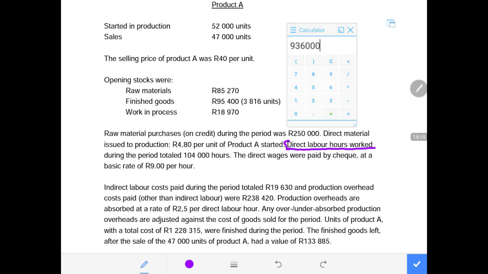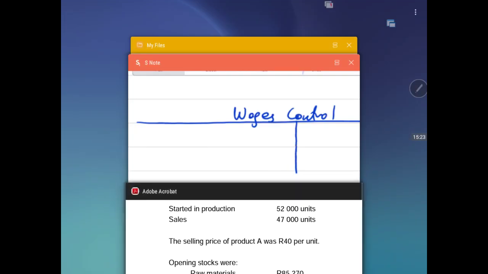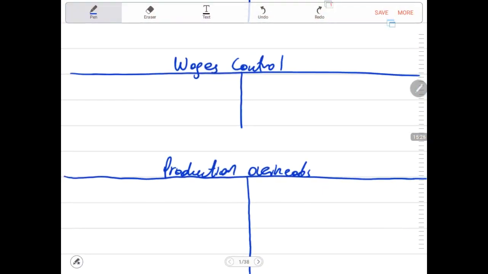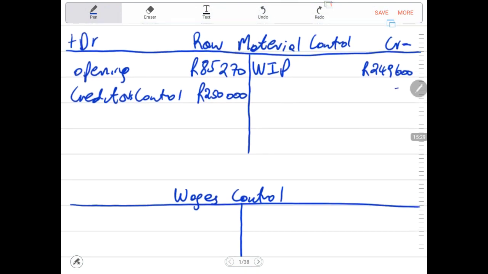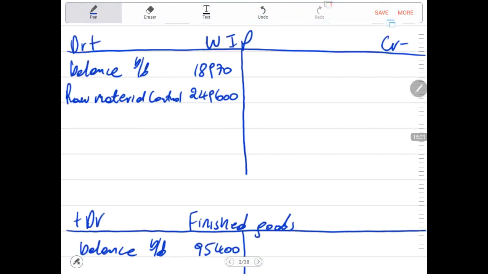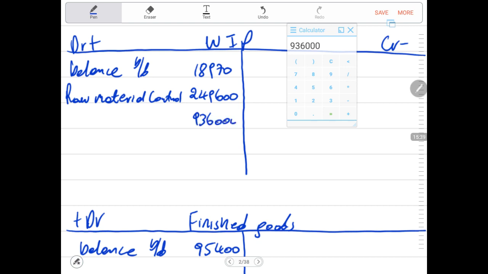Remember, this is direct labor, meaning all the direct costs are recorded on the debit side of work in progress. Now that means here we need to record our direct labor as 936,000 rands, and this will be wages control, because these are the wages that are recorded under our work in progress. So now this will be our wages control.